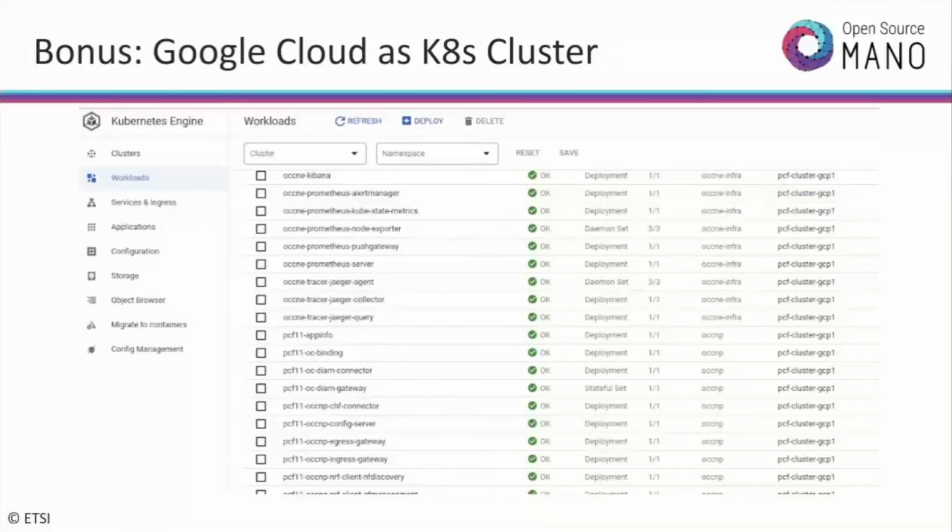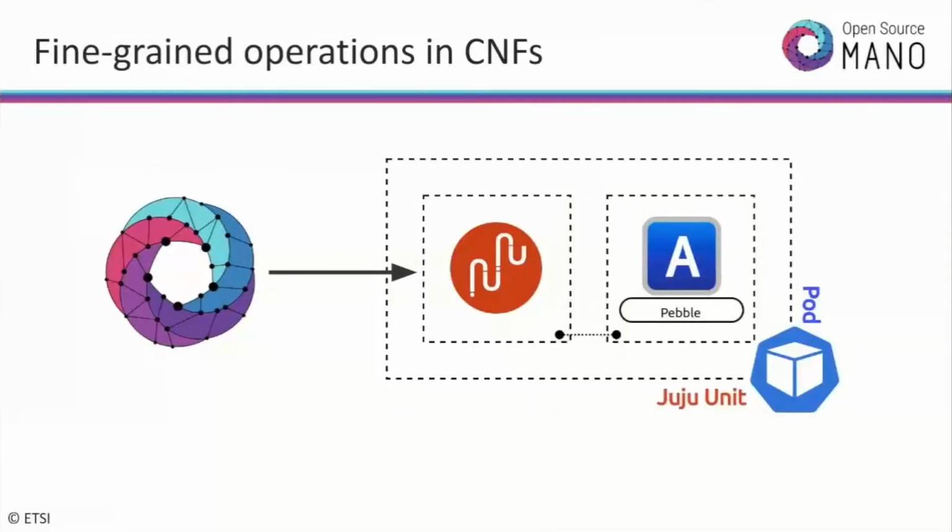Next, I want to touch upon what we call the fine-grained operations in CNF. So as part of its lifecycle management, there is a component of OSM, which we call the VCA, which in some cases can be Juju, and that's used to basically control the life cycle of some of the deployed services, as well as being able to execute day 2 operations.